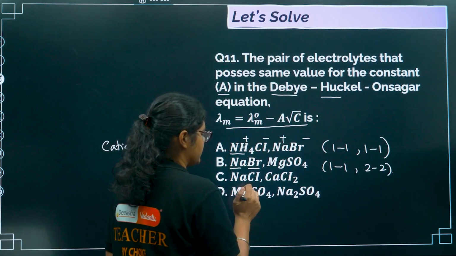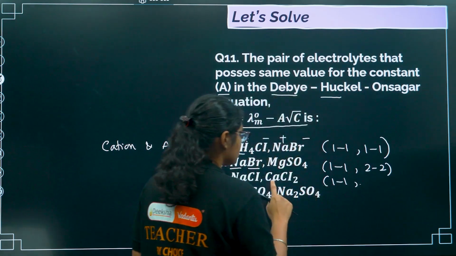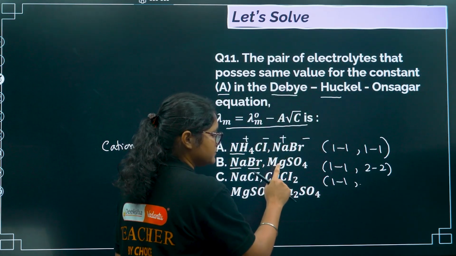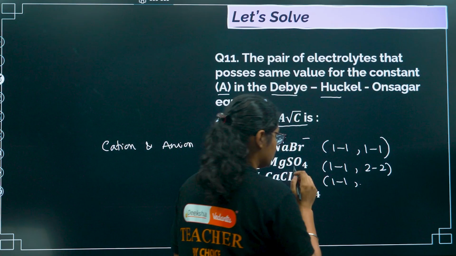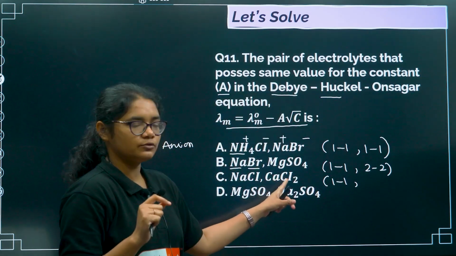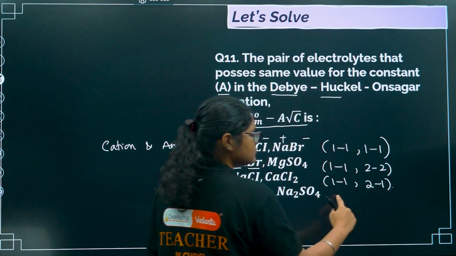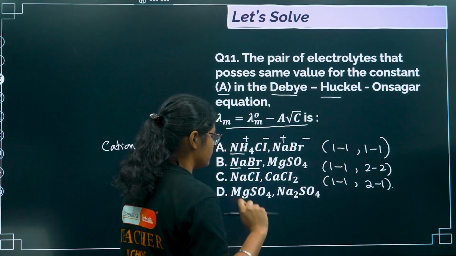Now coming to NaCl, again Na plus Cl minus, so this is again 1 type, and calcium chloride, Ca is plus 2, chlorine is minus 1, right? When I'm saying plus 2 and minus 1, I'm talking about their valencies. So calcium is plus 2, chlorine is minus 1, so it is 2 type, right? So again these two are different types of electrolytes, their A value will be different.